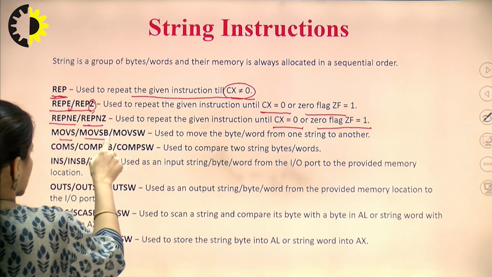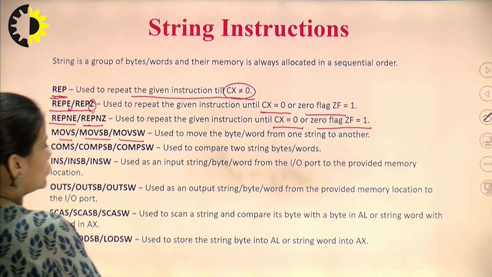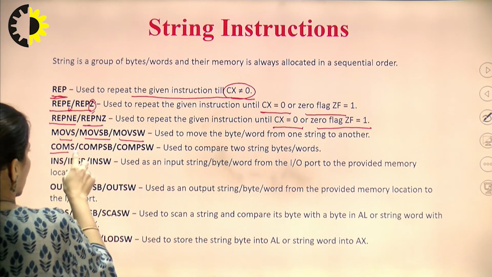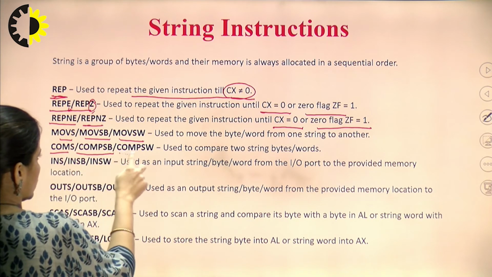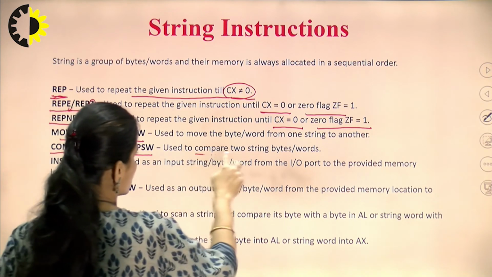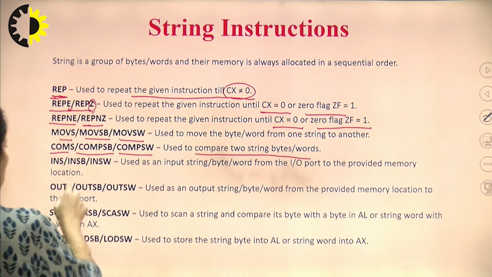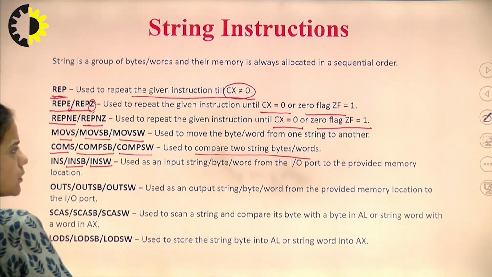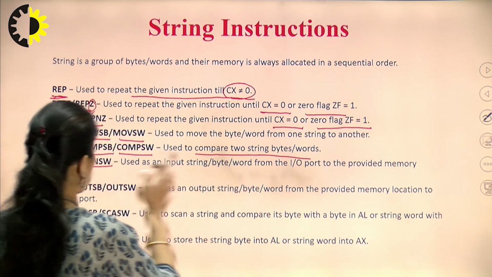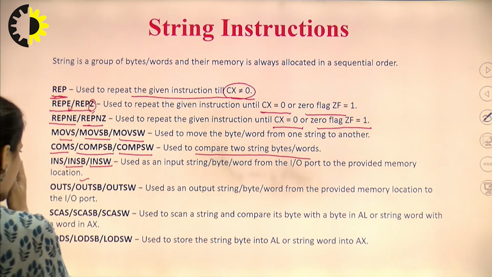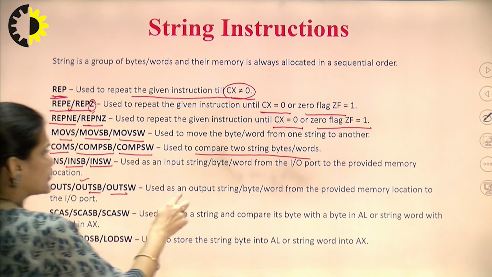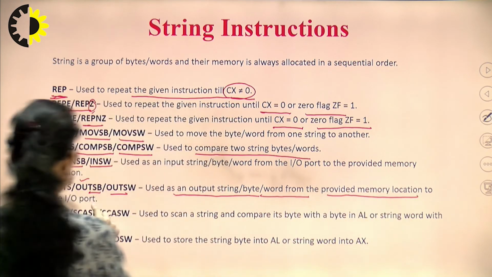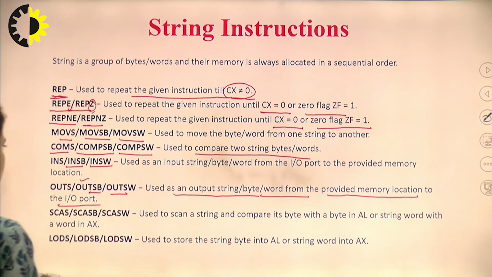MOVS, MOVSB or MOVSW, is used to move the bytes or the words from one string to another. And CMPS, CMPSB, CMPSW, is used to compare two strings, bytes or words. INSB and INSW are used to input a string or byte from the input output port to the provided memory location. OUTSB or OUTSW is used to output a string or byte or word from the provided memory location to the input output port mentioned in the instruction.